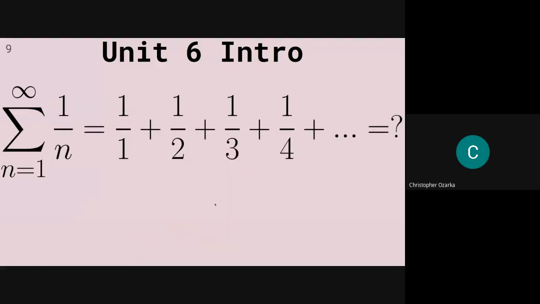Okay, what about this one? Now it's 1 over n, so n is 1 to infinity. So it's 1 over 1, 1 over 2, 1 over 3, 1 over 4, and so on. Does anybody have any ideas on that? It's okay if you don't. This is very weird, because we're going to go over this and you'll figure it out in a little bit. All right, cool. Let's keep going.